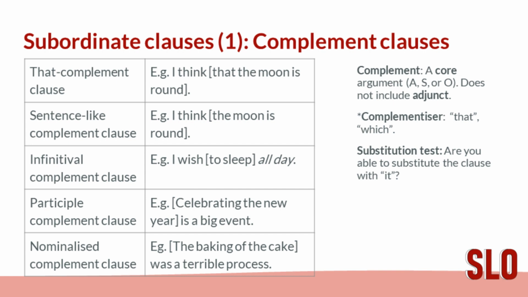Basically, the first two are named after certain properties they exhibit. For example, the "that" complement clause is introduced by the word "that", and the sentence-like complement clause may exist as a sentence. The next three examples are named after the type of verb that is featured in the complement clause.